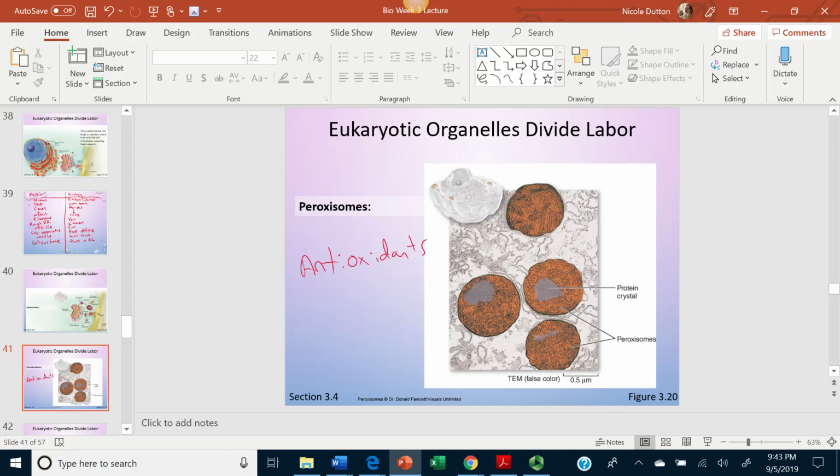When we go through the process of cellular respiration later on in the semester, you're going to learn about what happens when we produce energy. And one of the byproducts of energy production are oxidizing agents. They're called free oxygen radicals. Now these things are known as electron snatchers. They go around in your cell and they snatch electrons from things, which causes chaos inside of your cell.